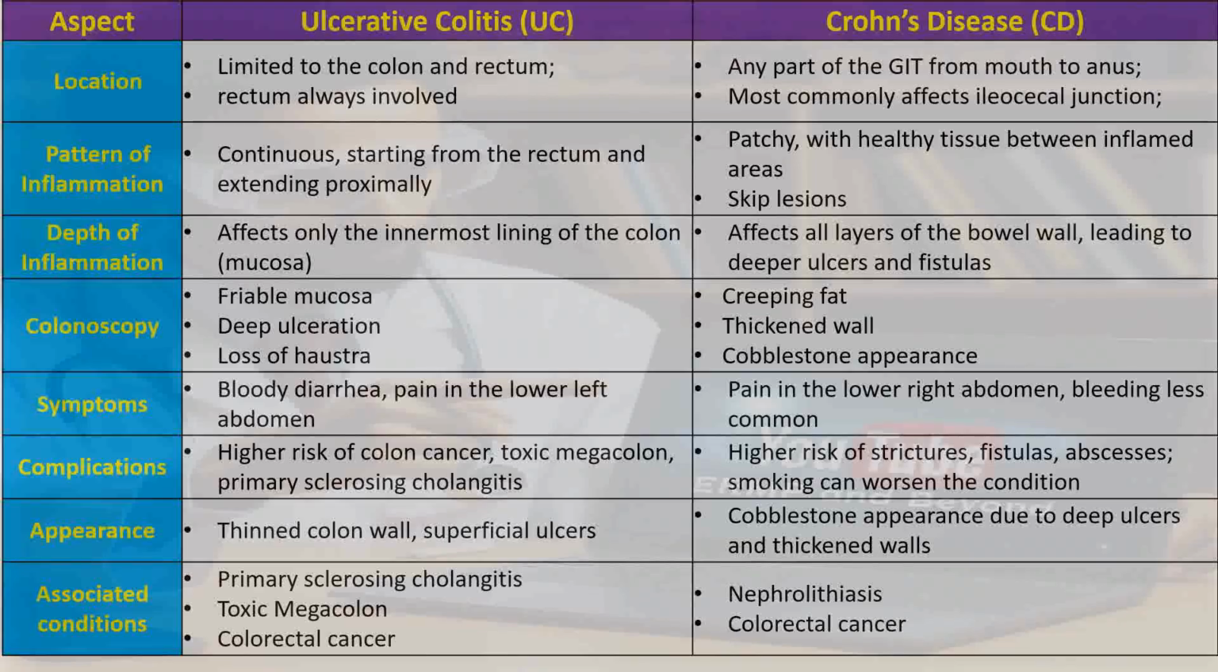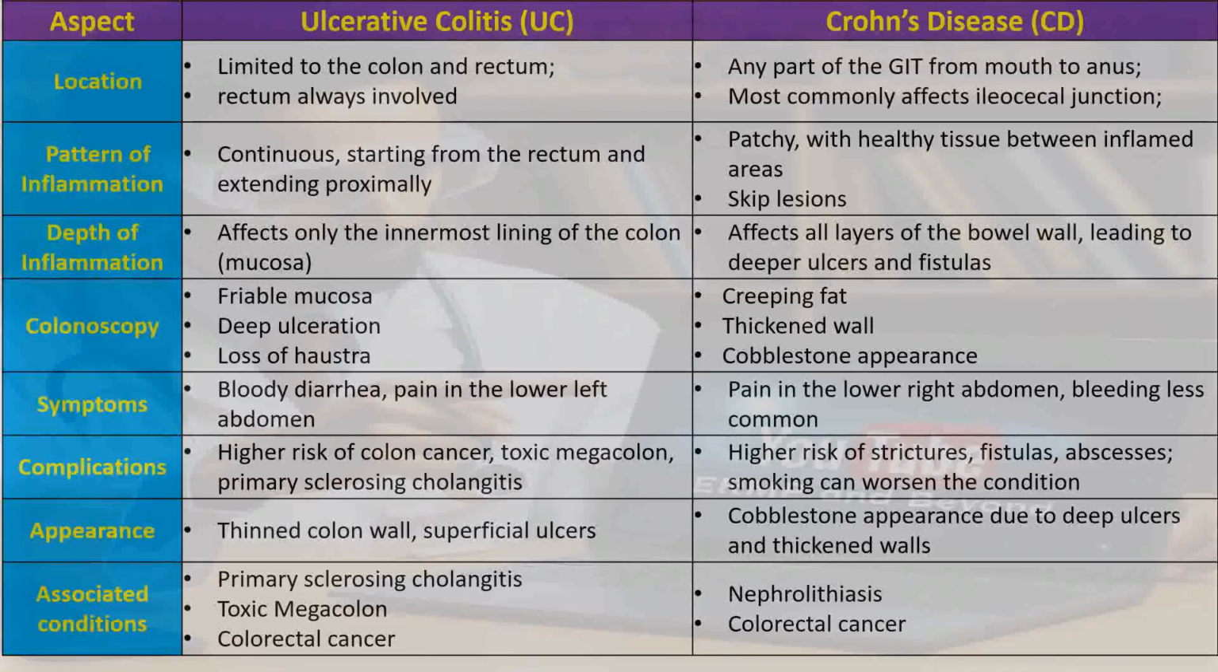Symptoms typically include bloody diarrhea and pain in the lower left abdomen. During a colonoscopy, the colon wall appears thinned, and the ulcers are superficial. Ulcerative colitis presents a higher risk of colon cancer, toxic megacolon, and primary sclerosing cholangitis. Now, let's turn to Crohn's disease.